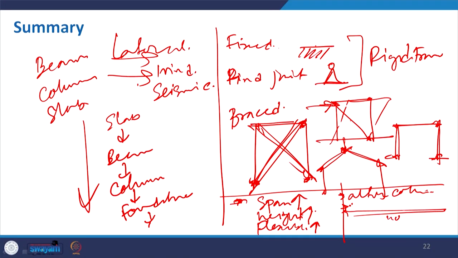There are exceptional cases where you use a large span where the horizontal beam cannot hold beyond 40 feet in general with normal reinforcement, and we can move to some arch structure and all. So with that I conclude here.